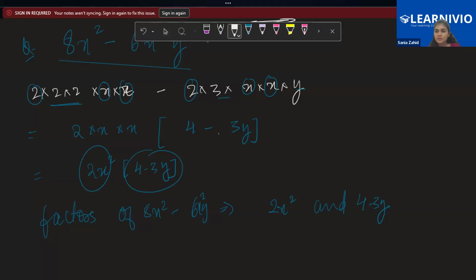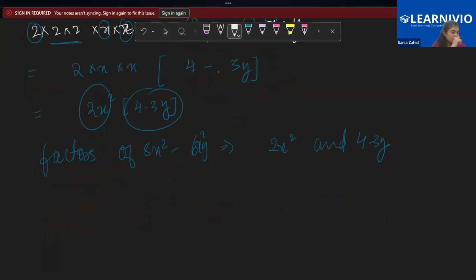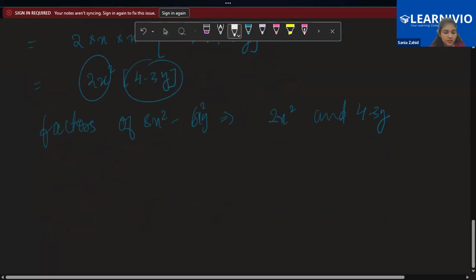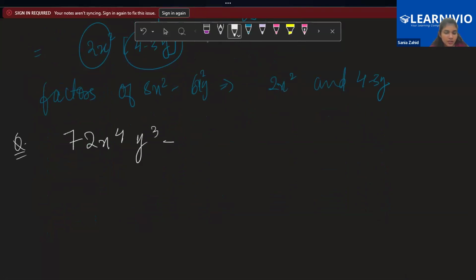Done or any doubts? Anyone got any doubts or completed? Okay. Now, children, next one: similarly, can you also factorize 72x to the power 4 y to the power 3 minus 54x to the power 5 y to the power 2 with the same method? First, do the prime factorization of 72 and 54. Then find out the common terms, take out the common terms, and write the rest inside the bracket. Complete this question.